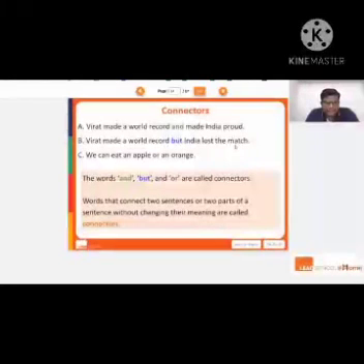Now let's quickly recap. Virat made a world record and made India proud. Both sentences are of equal importance. Both of them have been combined with the word and.